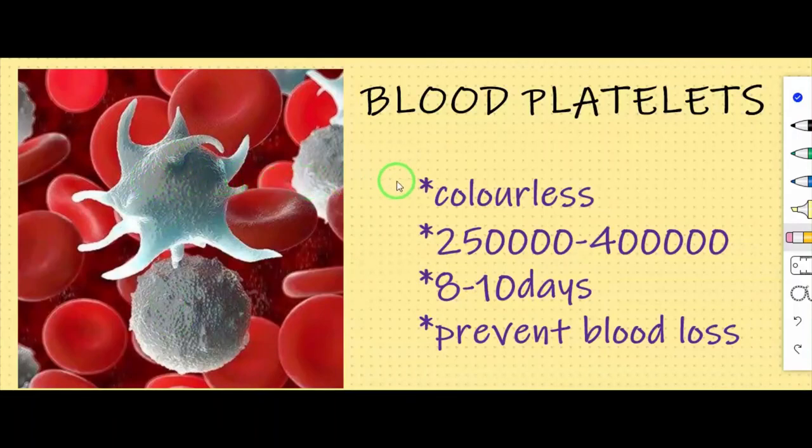These platelets are small and colorless. They do not have a nucleus. 2,50,000 to 4,00,000 platelets are present in 1 cubic mm of blood. Lifespan is 8 to 10 days. Function: prevent blood loss. Blood platelets play an important role in clotting of blood, clotting at the site of injury and preventing blood loss.